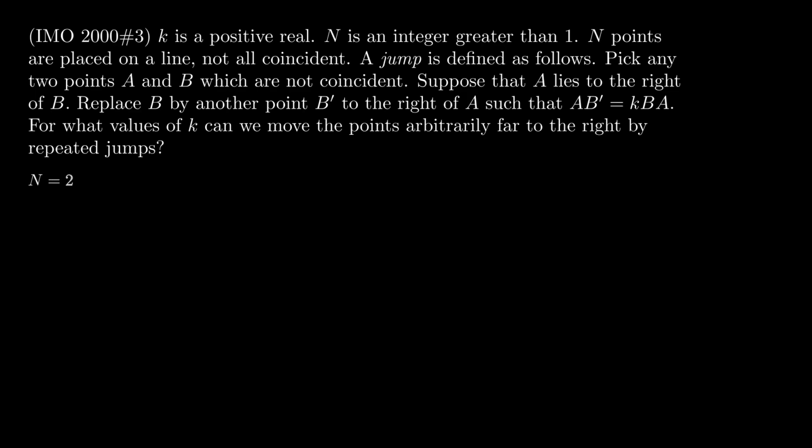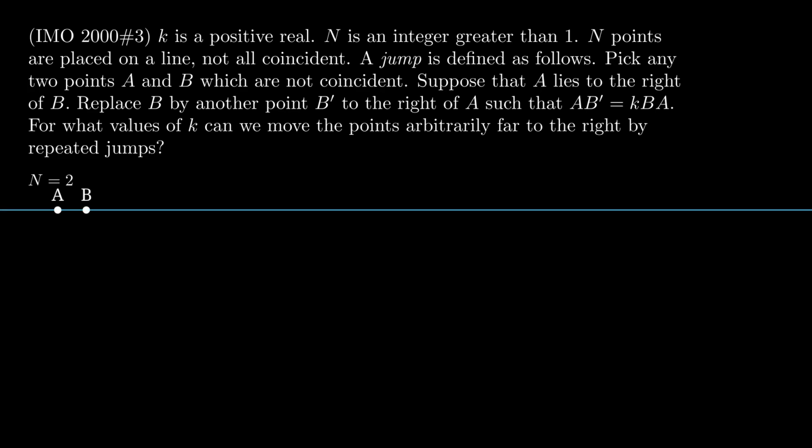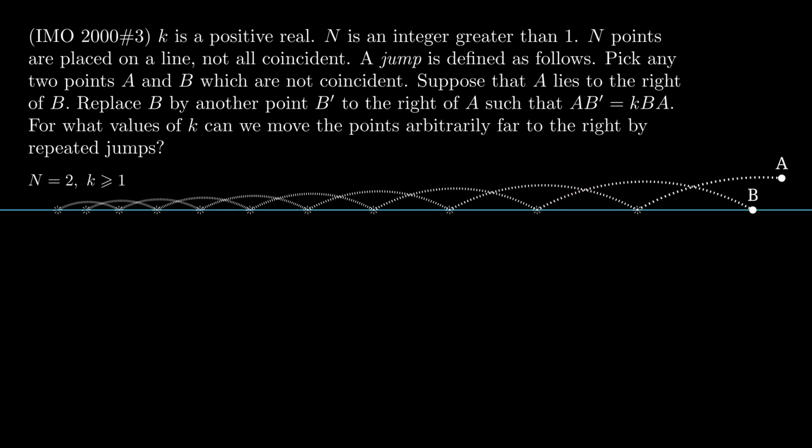Let us take n equal to 2 and look at what happens in this case. It's very simple, so I recommend you pause the video and try it by yourself before you keep watching. In this case, we have just 2 points, so each jump is uniquely defined. If k is greater than or equal to 1, then the distance between points is non-decreasing. That is, it either increases or remains constant. Clearly, in this case, we can move points as far to the right as we want.